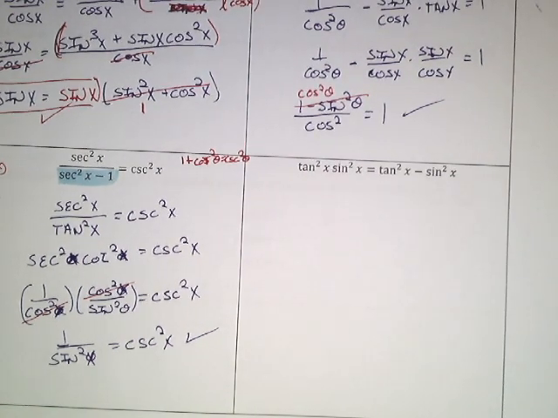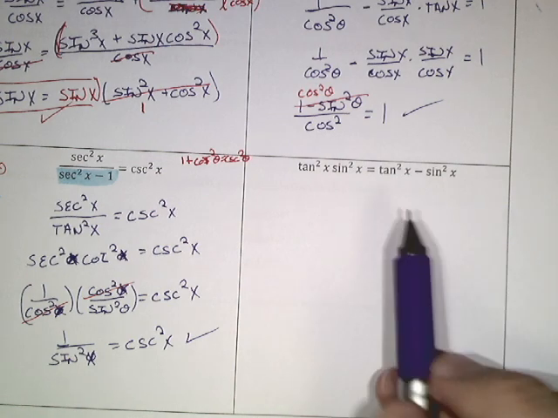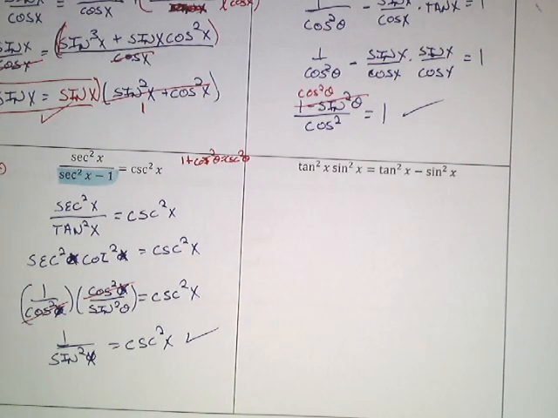Okay, so I got tangent squared x times sine squared x is equal to tangent squared x minus sine squared x. That's kind of an interesting pattern there. Multiplying the two together is the same as subtracting the two. Curious and kind of cool. Well, let's see if it's true. Maybe it's not true. Maybe it's a typo. Let's find out.